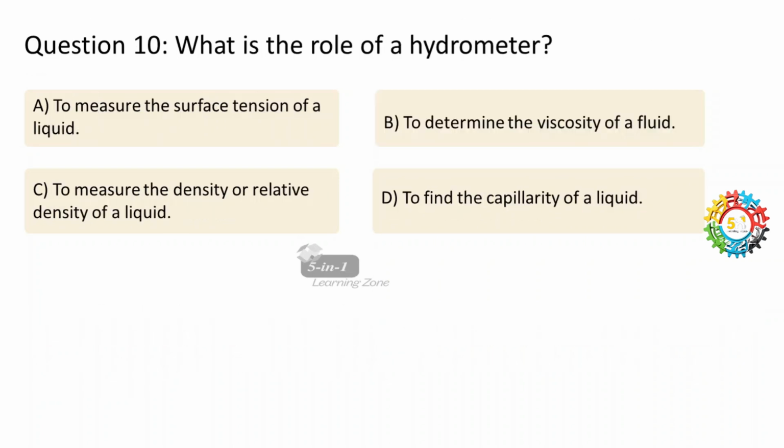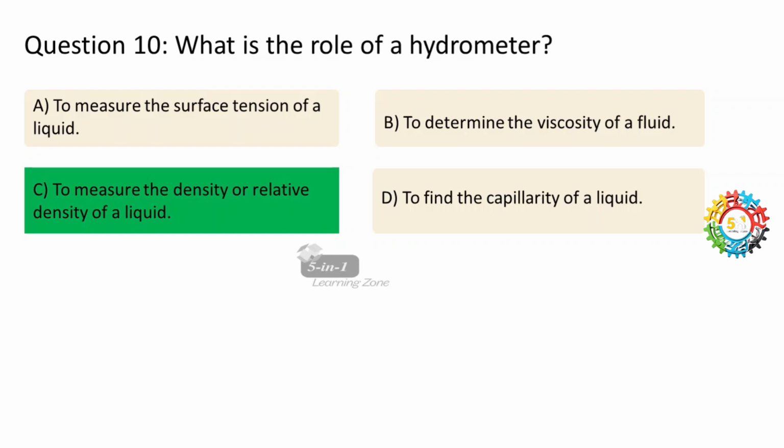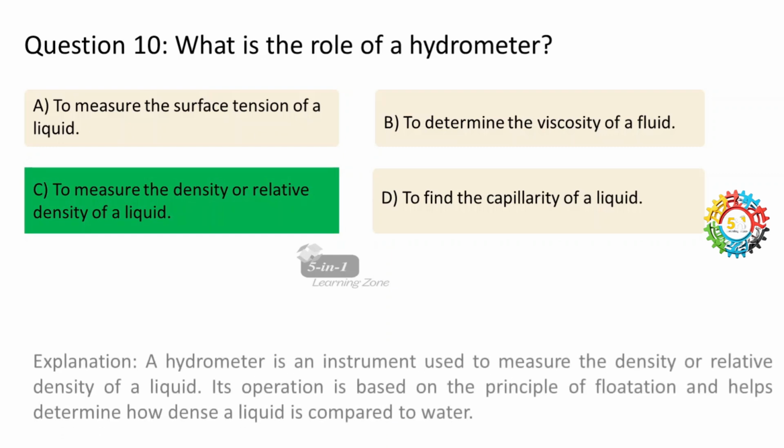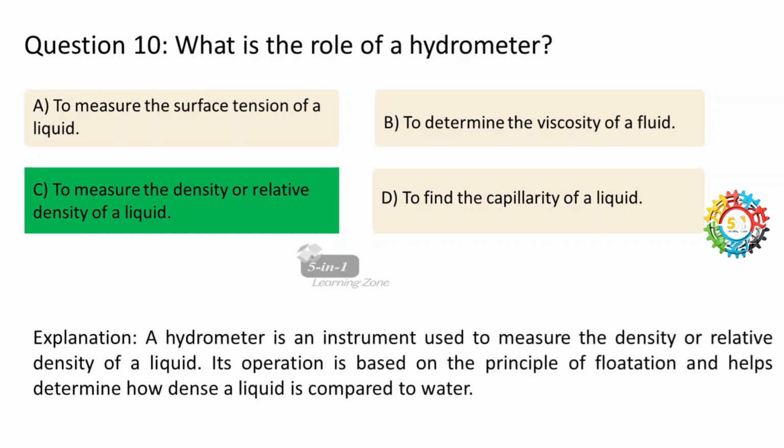10. What is the role of a hydrometer? Answer: C. To measure the density or relative density of a liquid. Explanation: a hydrometer is an instrument used to measure the density or relative density of a liquid. Its operation is based on the principle of flotation and helps determine how dense a liquid is compared to water.